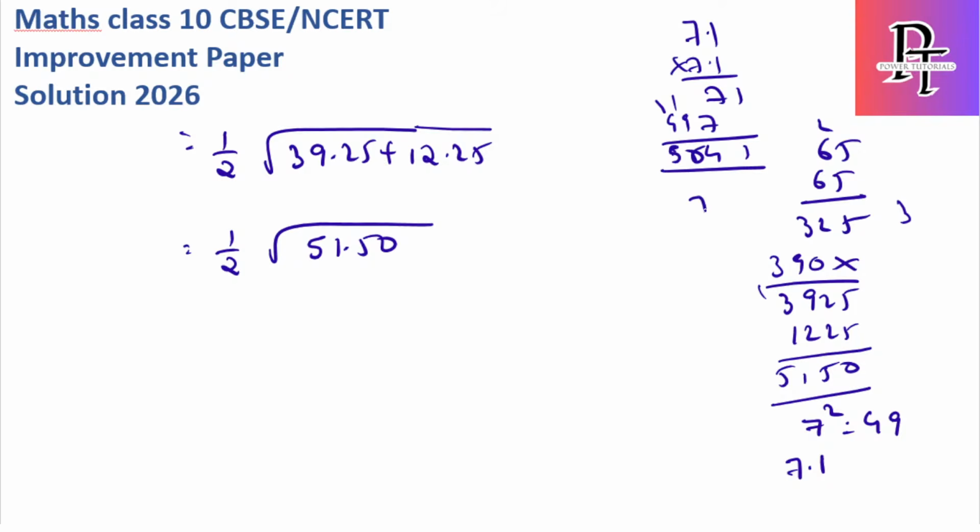Okay, so let's check for 7.2 now. 2 2 is 4, 7 2 is 14, 7 2 is 14, 1, 7 7 is 49, 50. So it is 5184. Here it is 5041, here it is 5184. So this is closer. So let's check for 7.15.